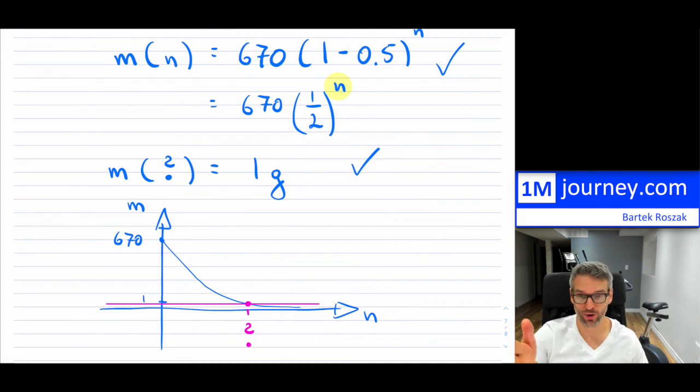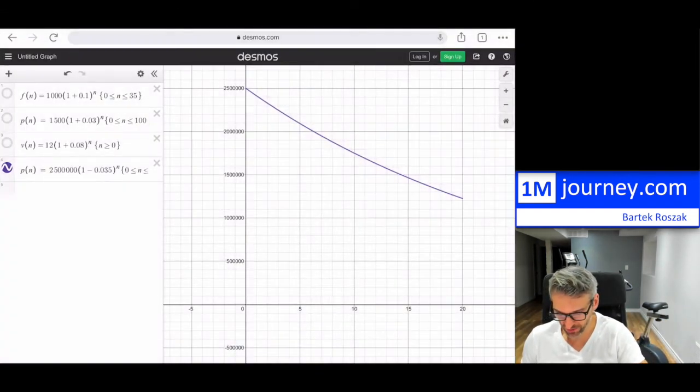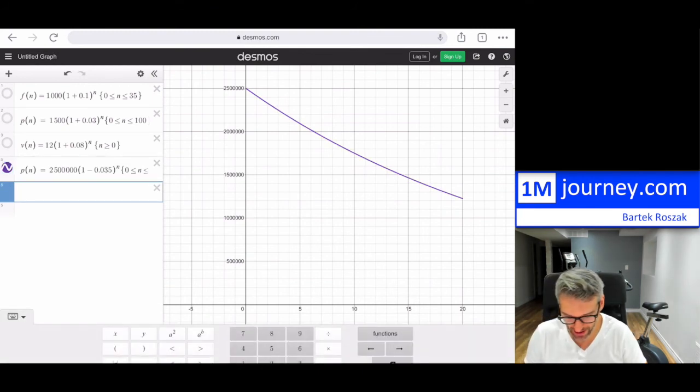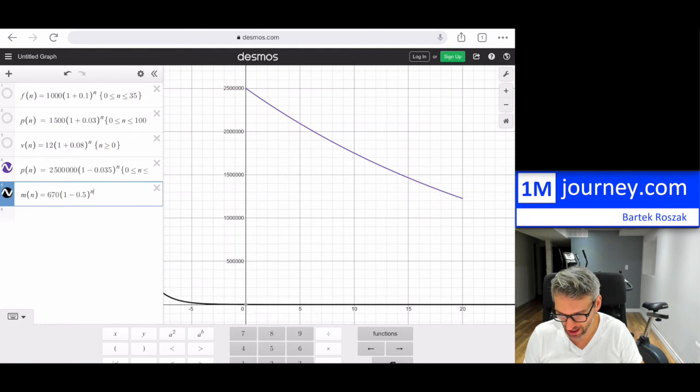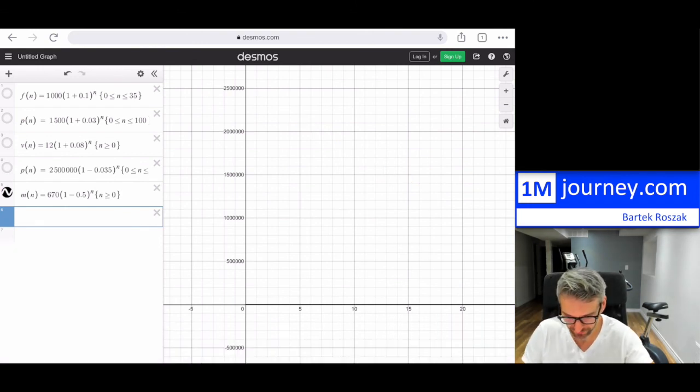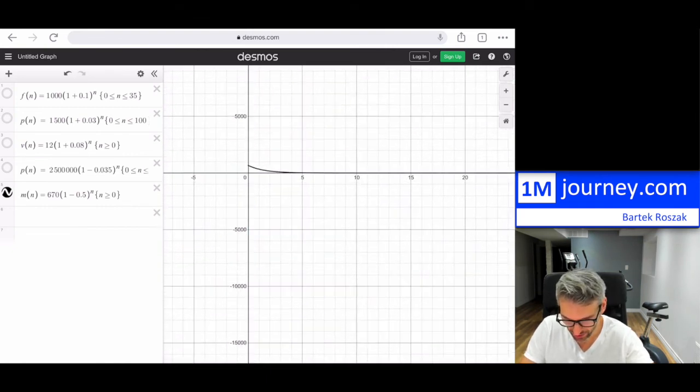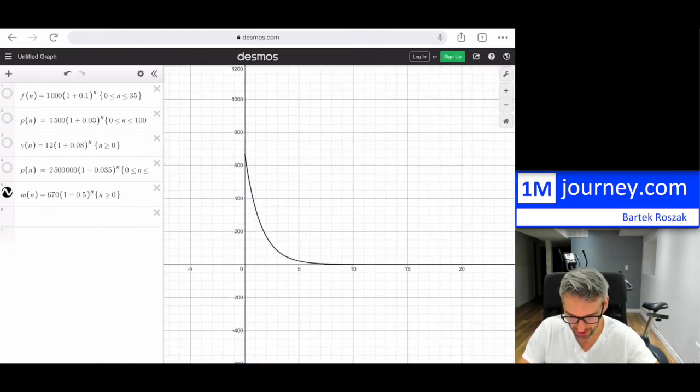Now, they put 1 gram here, but they could have chosen anything. So let's plot this so that we can see it, and then we're going to pick off the answer from the plot. So here is my M of N equals, we started at 670 grams, times 0.5 to the N. I'm going to leave it like that. The only restriction I'll make is that it can't go back in time, so N is going to be positive. I'm going to have to stretch this to get back to reality in terms of the numbers. Okay, so there we go.